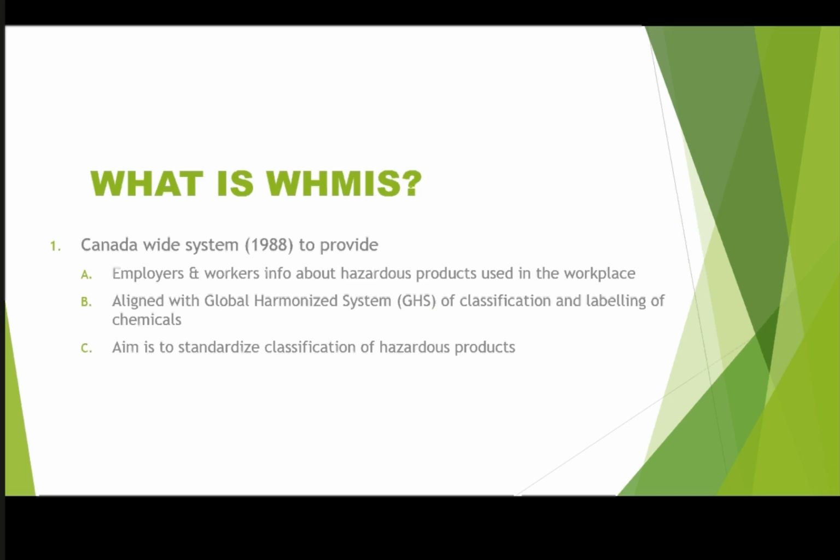WHMIS is a Canada-wide system. It provides employers and workers with information about hazardous products that are used in the workplace. And now it's aligned with the Globally Harmonized System, GHS. The idea is to standardize classification of hazardous products so that hazardous products coming from another part of the world into Canada are still recognizable as hazardous products with the various remedies available.